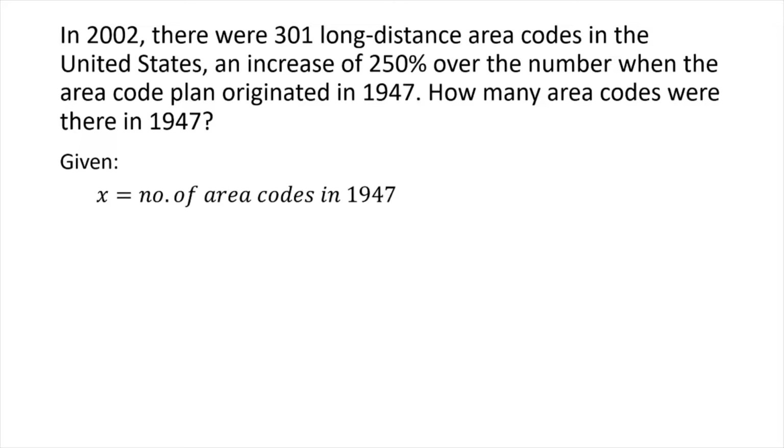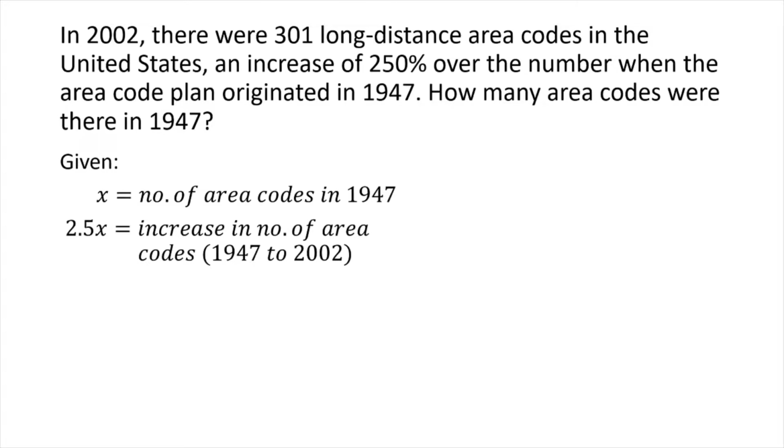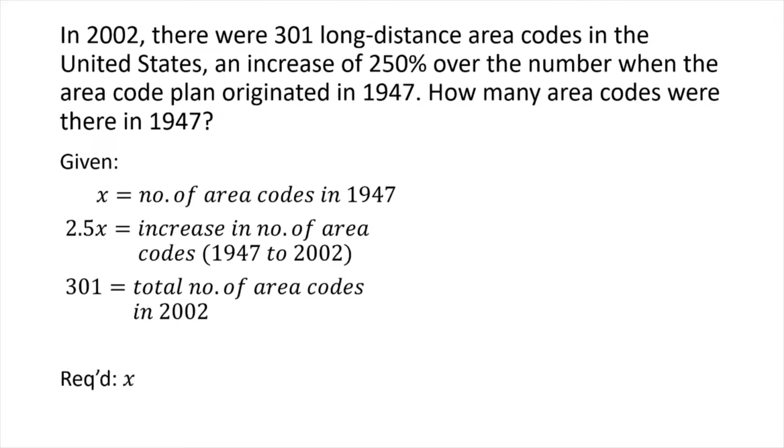There was an increase of 250% over that initial number. So 2.5x, this is the increase in the number of area codes from 1947 to 2002. And then we have the total number of area codes in 2002, that's 301. We are asked to find x, which is the number of area codes initially in 1947. So let's set up the equation.